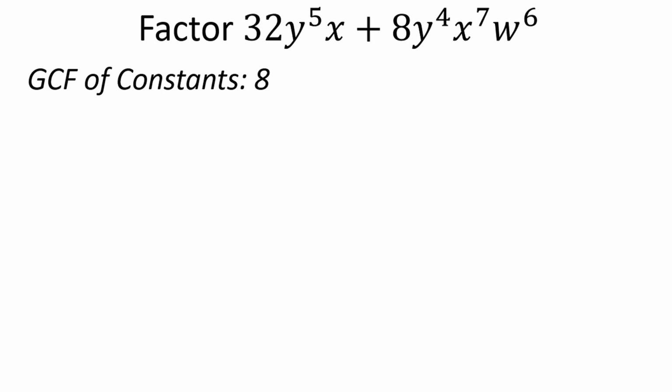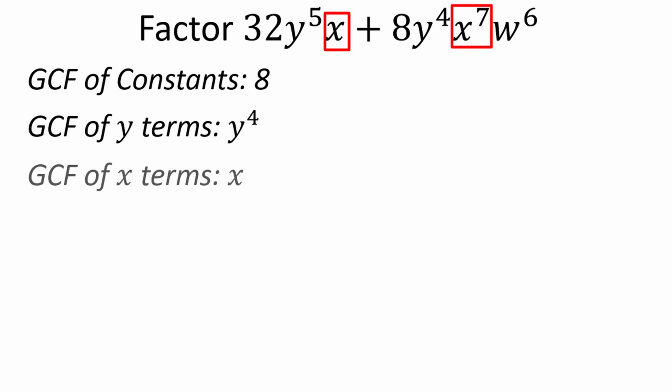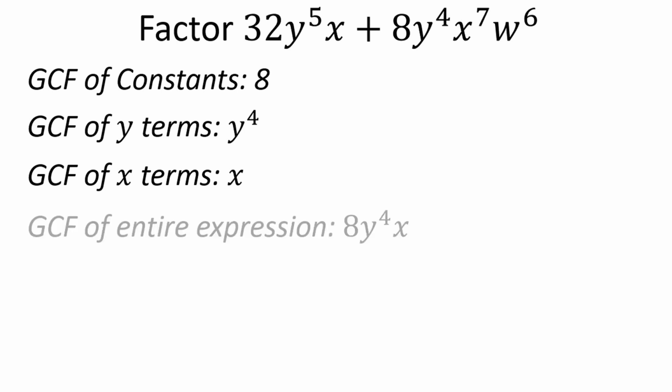For each of the variables, we need the smallest power in common to both terms. For y, the smallest power is y to the fourth, so the GCF is y to the fourth. For x, the smallest power is x to the first power, which we see in our first term, so the GCF is x. For w, there is no w at all in the first term, so we don't pull out a w at all. Our GCF is 8y to the fourth times x.